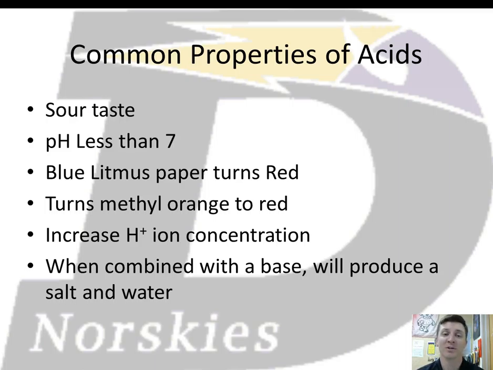What you will be doing is you might use a pH scale. And pH scale ranges from 1 through 14. Anything that is less than 7 on the pH scale is going to be an acid. Acids also turn blue litmus paper to red. Litmus paper is an indicator of an acid or base, and we'll use litmus paper a lot in this unit. It will turn methyl orange to red. Methyl orange is a liquid indicator.